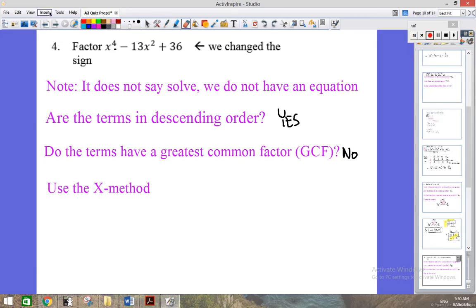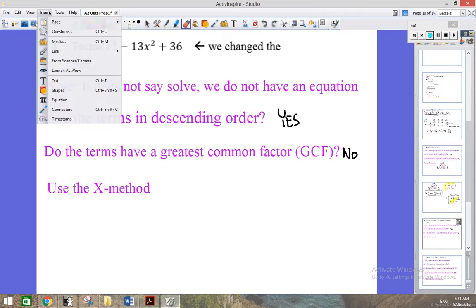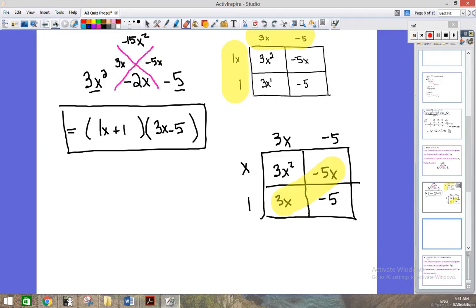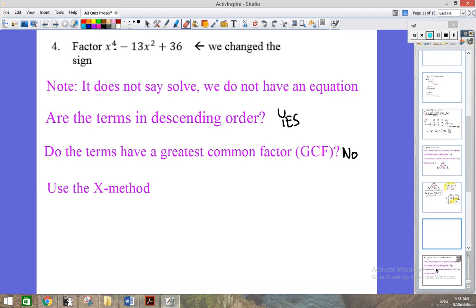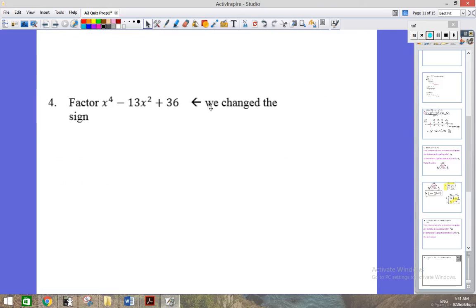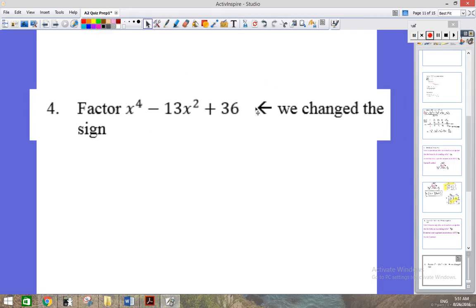Alright, so let's give ourselves some room. So I'm going to apply my x method. Be careful. Again, we have a minus sign there. I don't want to accidentally draw a line through that and then misread it as a positive sign.